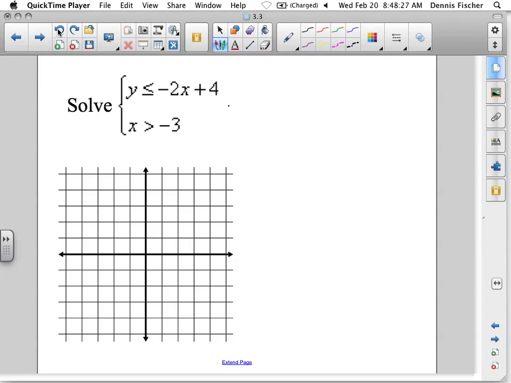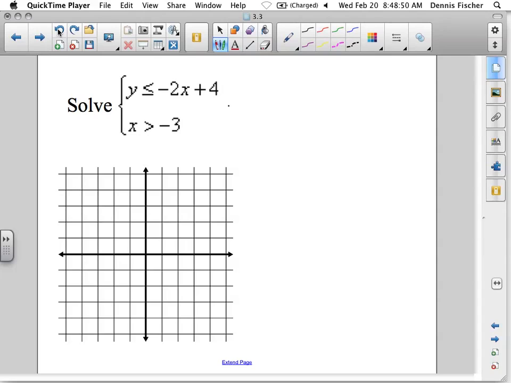For these, I don't have to solve the equations out too much. The first one's pretty easy to do. I always look at the equations and say, are they dotted or solid right away? So the first one would be solid. There's an equal sign underneath it. The second one is dotted, and there's no equal sign underneath. So one's dotted, one's not, right?